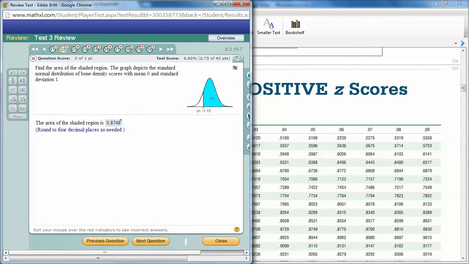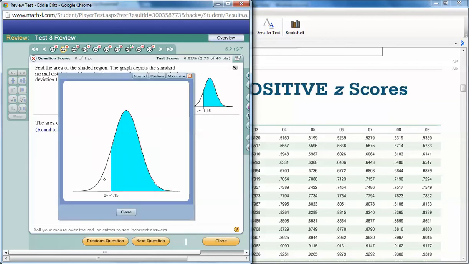Alright, notice this. This is the area to the right of a z. Now, the way the table's set up, if I look up z equals negative 1.15, it's just going to give me the stuff up to a z of negative 1.15. So it's going to give me the area of this white region here that's not shaded.